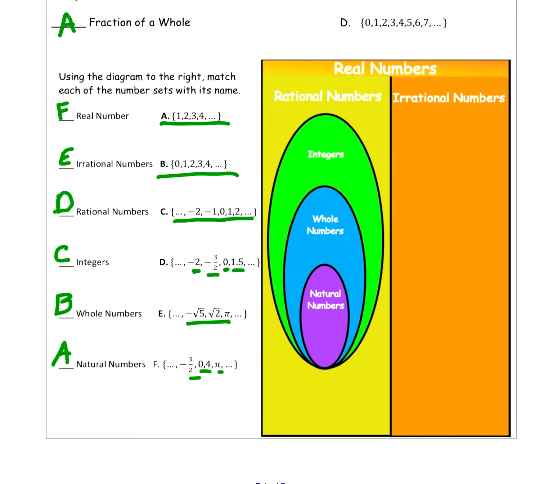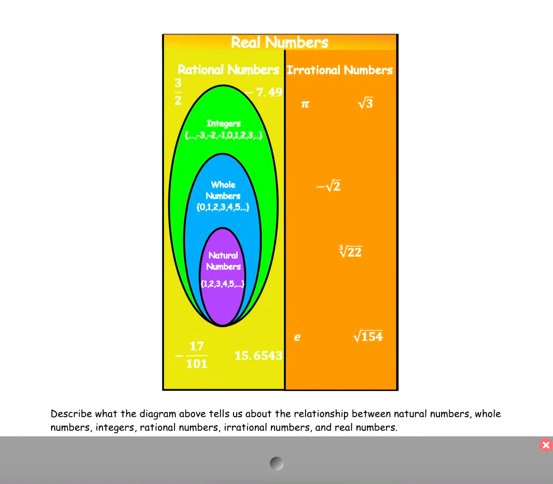Let's go to the next page. On the next page, I filled in the diagram with some of the numbers. So if you look at natural numbers, we have 1, 2, 3, 4, 5, and it keeps on going, 6, 7, 8, 9, 10. Whole numbers include 0, and it's all the natural numbers, so 0, 1, 2, 3, 4, 5, 6, 7, 8, 9, 10, and it keeps going. That is why natural numbers are inside of whole numbers. Because every natural number is a whole number.